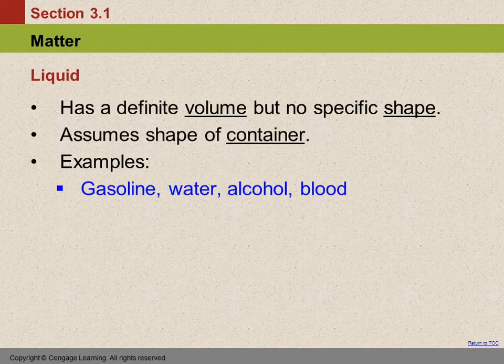Liquids. Liquids have definite volume, but they do not have a specific shape. If you take a cup of water and you pour it into a tall, skinny glass, the shape of the water changes. The volume of the water doesn't change. If you then pour it into a big pot, the shape changes again, and yet the volume stays the same. So liquids assume the shape of their container, but they retain their volume. They have definite volume. Examples: gasoline, water, alcohol, blood. These are all liquids.